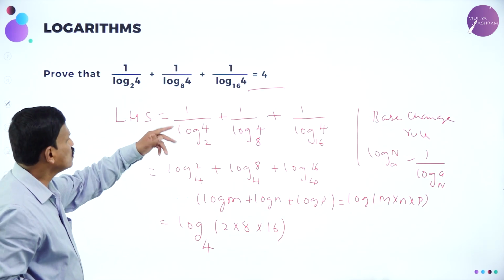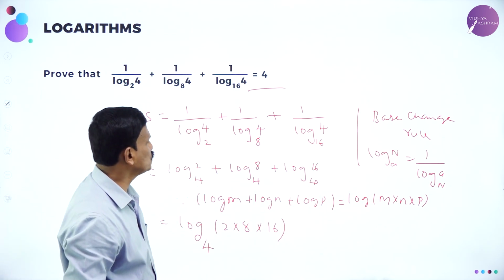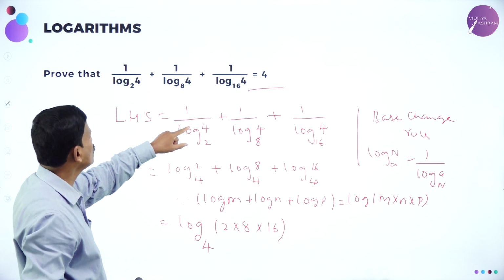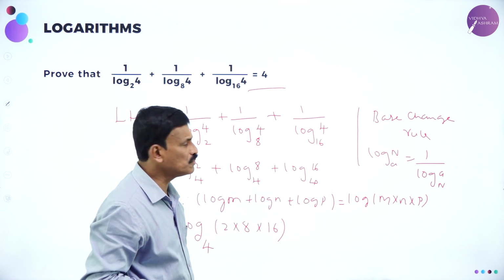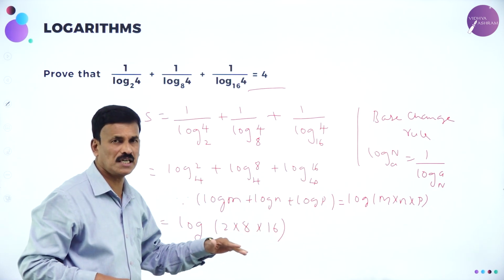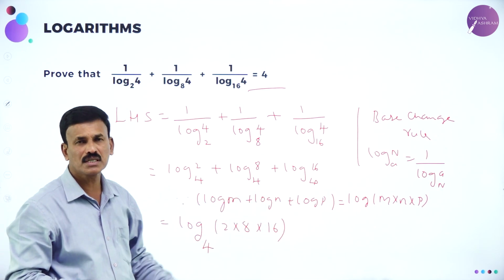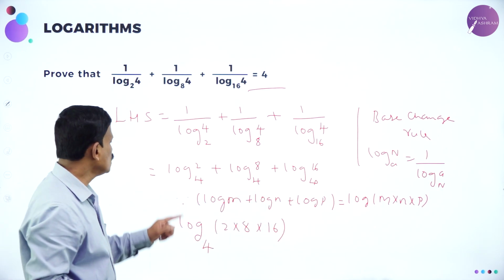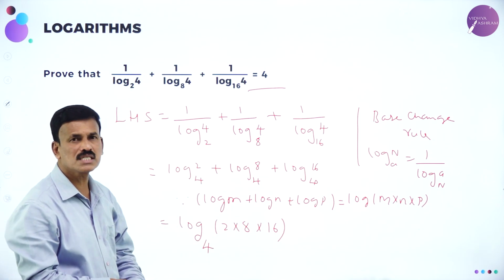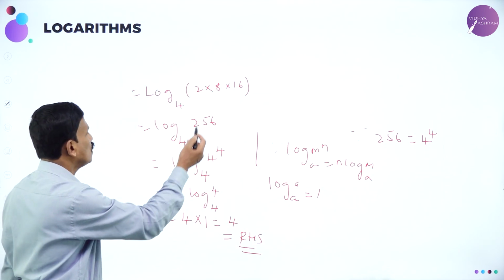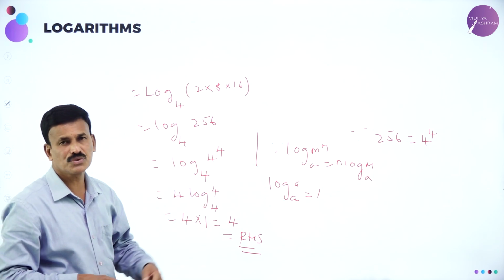Using base change rule, 1 over log a to base n can also be written as logarithm of n to base a. So this is logarithm of 2 to base 4, this is logarithm of 8 to base 4, and logarithm of 16 to base 4. Since the bases are same, you can use the formula log m plus log n plus log p can also be written as logarithm of m into n into p. So base is same, 2 into 8 into 16 is nothing but 256, logarithm of 256 to base 4.